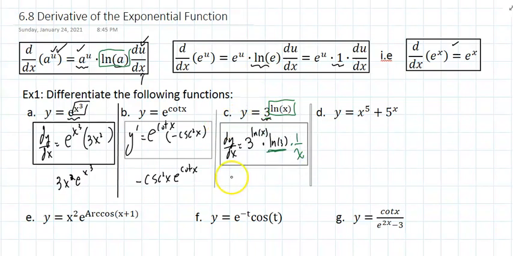And you could write that as 3 natural log of x times natural log of 3, all divided by x. That's really the same thing.